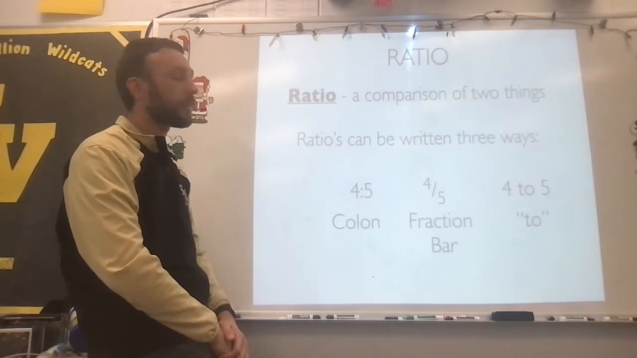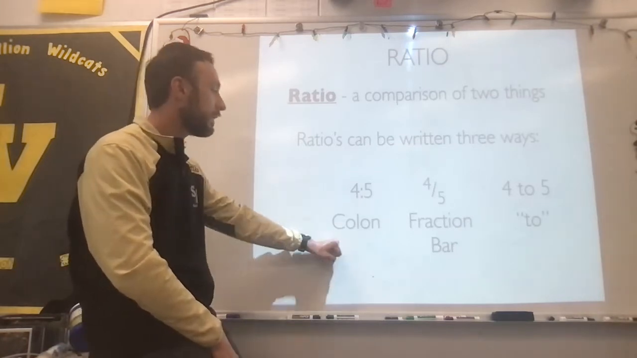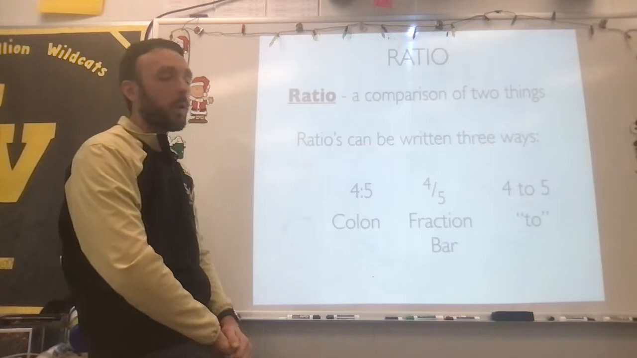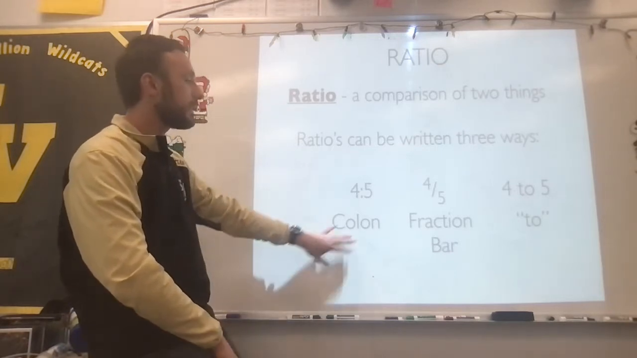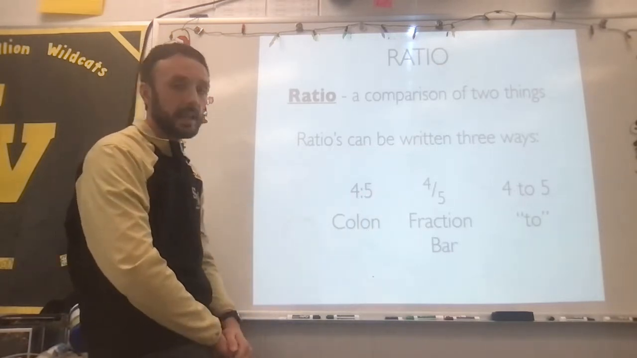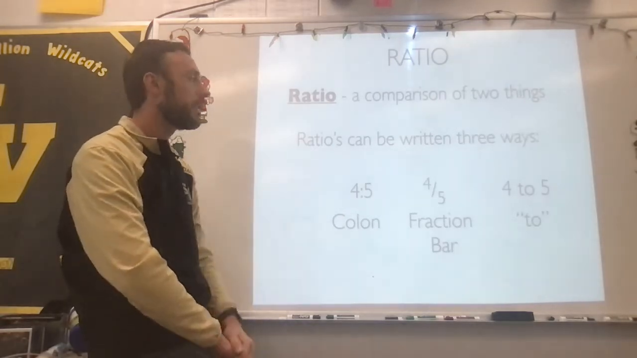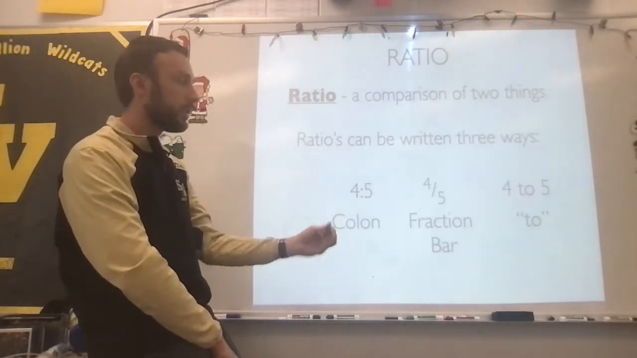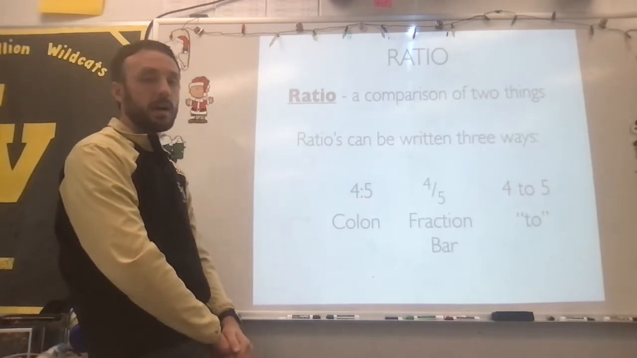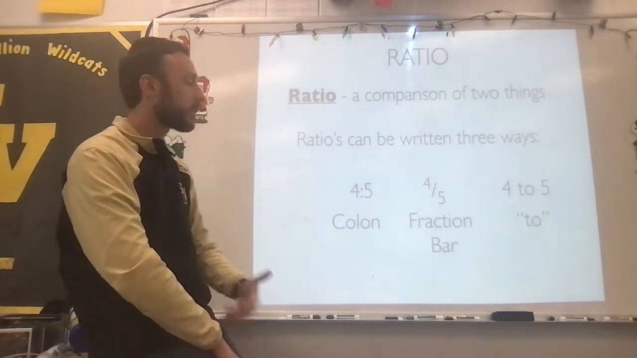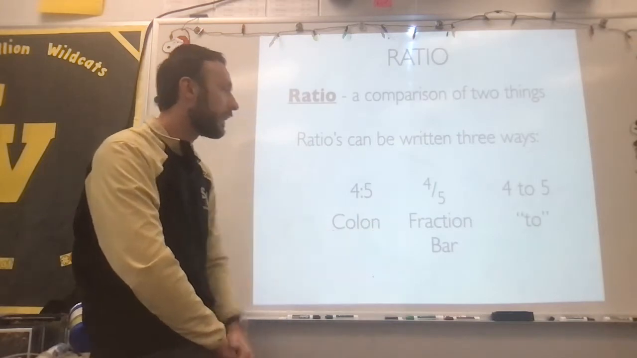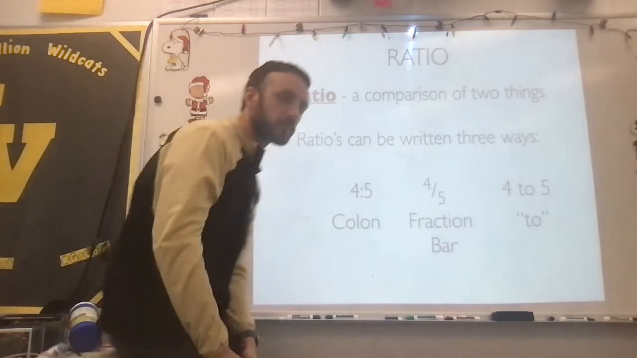We can write a ratio 3 different ways. We can write it with a colon, we can write it with a fraction bar, or we can write it using the word "to", but it doesn't matter which way you write it, we read them the same way. These are all read as 4 to 5. So we say the word "to" for a ratio regardless of what form it is in. So these are all 4 to 5.